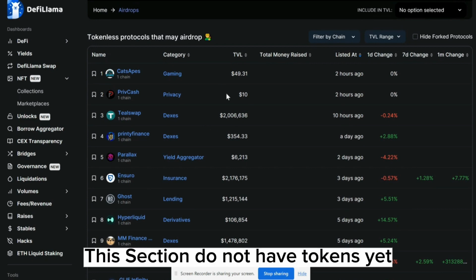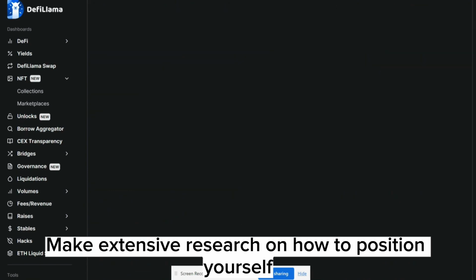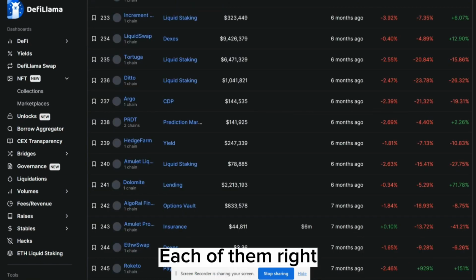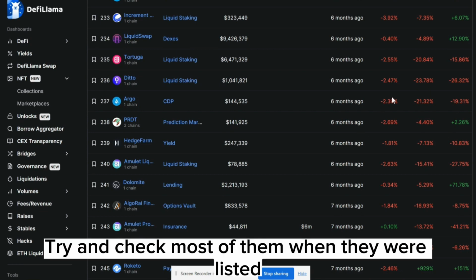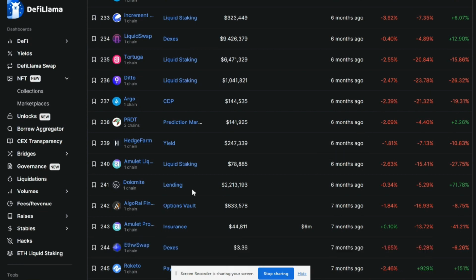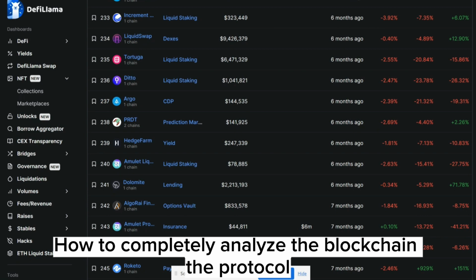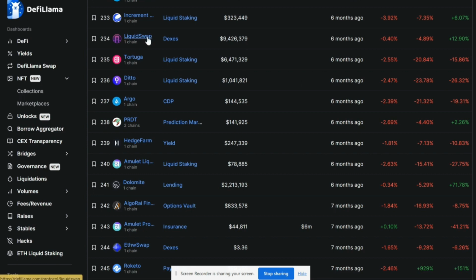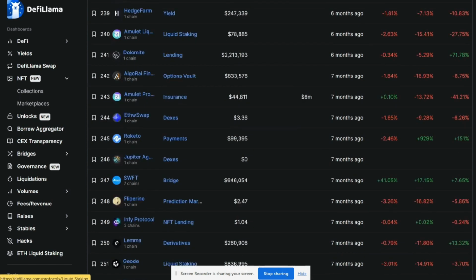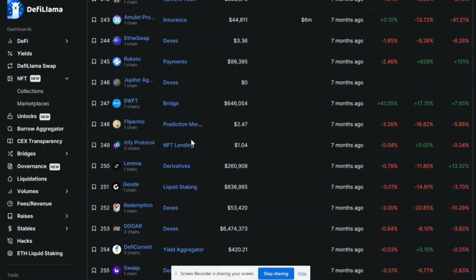This is the airdrop section. These protocols do not have tokens yet, so you just need to make extensive research on how to position yourself in each of them. Try and check when they were listed, the volume and the transactions going on there, and how to completely analyze the blockchain and the protocol, and position yourself. Like Liquidswap does not have a token yet, Tuga does not have a token yet, that's what it means. Amulet liquid staking platform does not have a token yet. EFI protocol, NFT lending protocol do not have a token yet.